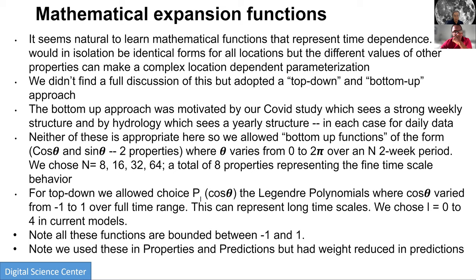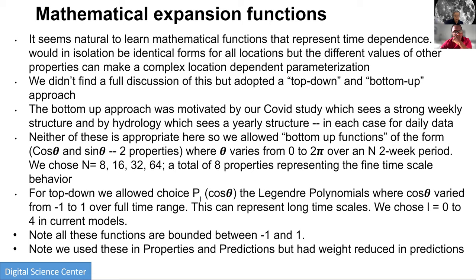Now, when I was a child, I always used Legendre polynomials for everything. That's what I used to get taught in the Cambridge University mathematical degree. So I decided to use Legendre polynomials as well. So P of one of cos theta is cos theta. We defined cos theta to be minus one at the beginning of time and plus one at the end of time. And we use P1, P2, P3, P4.